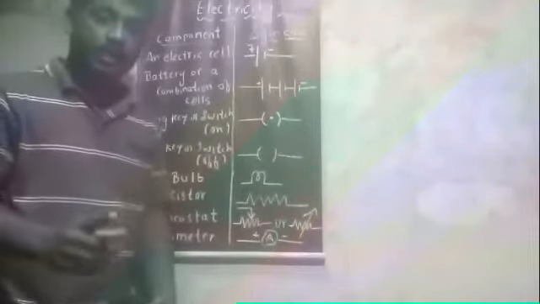The longer line will indicate the positive terminal of the battery or the cell, and the smaller line will indicate the negative terminal of the cell. Okay, that is the first one, an electric cell. Next, battery or a combination of cells. Battery or a combination of cells means we are connecting two or three cells together. So a combination of two or more cells leads to a battery.